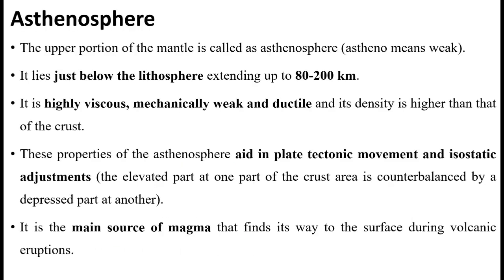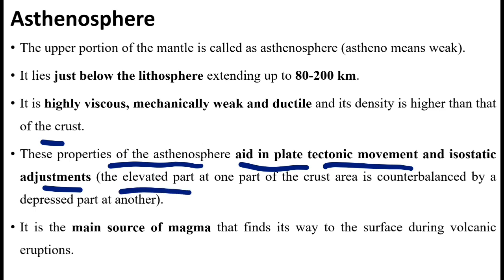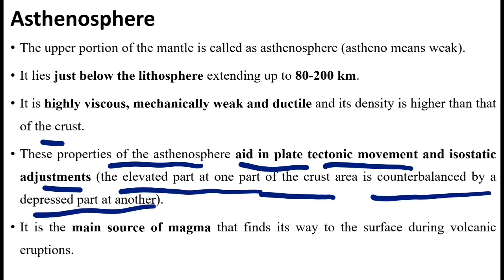Then the asthenosphere. The upper portion of the mantle is called the asthenosphere. Astheno means weak. Just below the lithosphere, it extends up to 80 to 200 kilometers. It is highly viscous, mechanically weak and ductile, and its density is higher than the crust. The properties of the asthenosphere aid in plate tectonic movement and isostatic adjustment. The elevated part at one part of the crust area is counterbalanced by the depressed part of another.